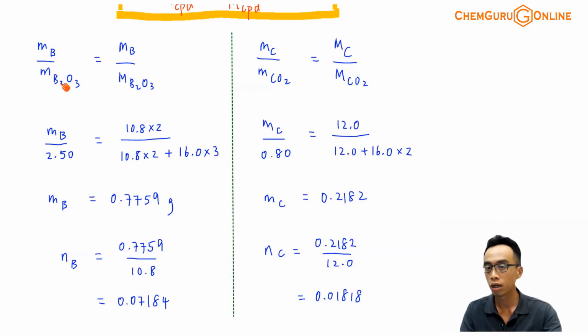Mass of B is the one that we want to determine. Mass of B2O3 is given in the question, 2.50 gram. This will be equal to molar mass of B. Now molar mass of B, the atomic mass of boron, we can find in the periodic table. This is 10.8. Now the reason why I need to double this is because in one sample of B2O3, I actually have 2 boron. So I have to take that into consideration.